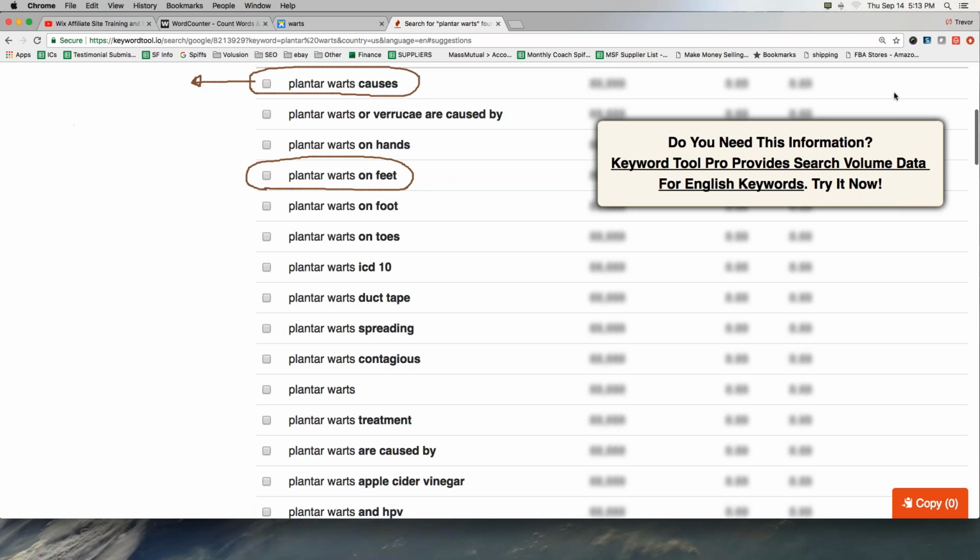Okay, so that one was a little easier, right? This one was kind of easy. What about this one? Plantar warts on feet. What do we know about this person? What kind of inferences can we make about this person based on that keyword search? Well, they probably have them on their feet, right? They either know somebody or they've got them themselves.